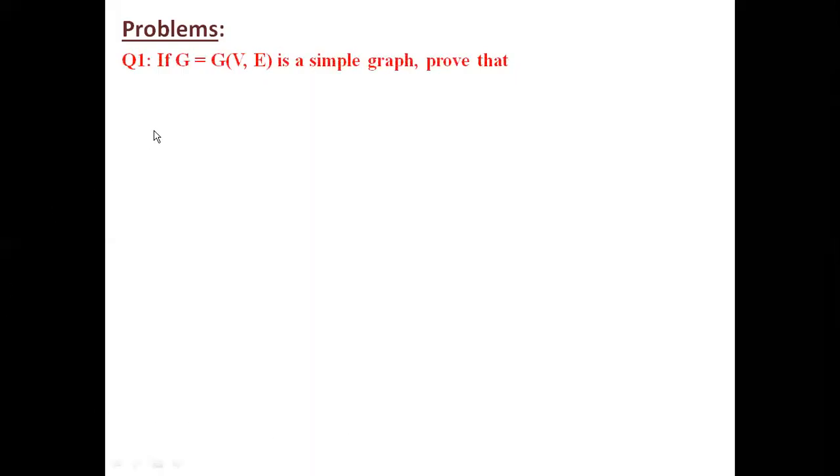First question: if G is a simple graph, prove that 2 into cardinality of E is less than or equal to cardinality of V squared minus cardinality of V. Total number of edges is usually denoted by cardinality of E and total number of vertices in the graph is denoted by cardinality of V. So we need to prove the result 2m is less than or equal to n squared minus n. n is nothing but the order of the graph, that is the number of vertices, and m is nothing but the number of edges in the graph, which is cardinality of E.